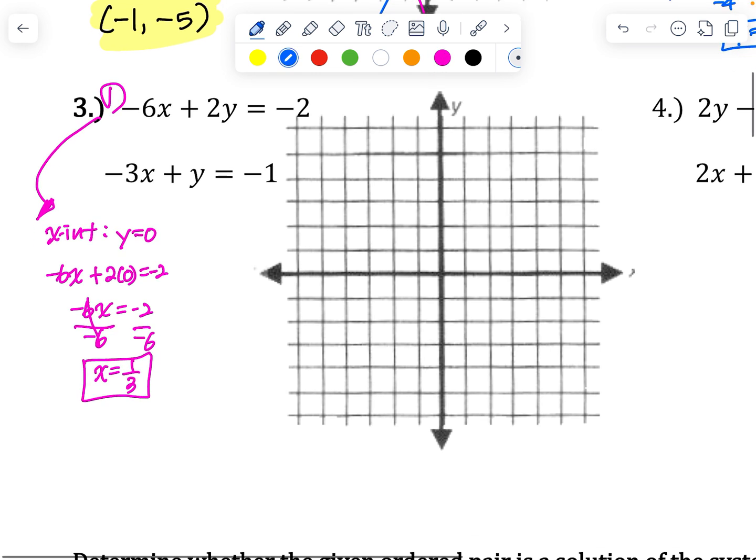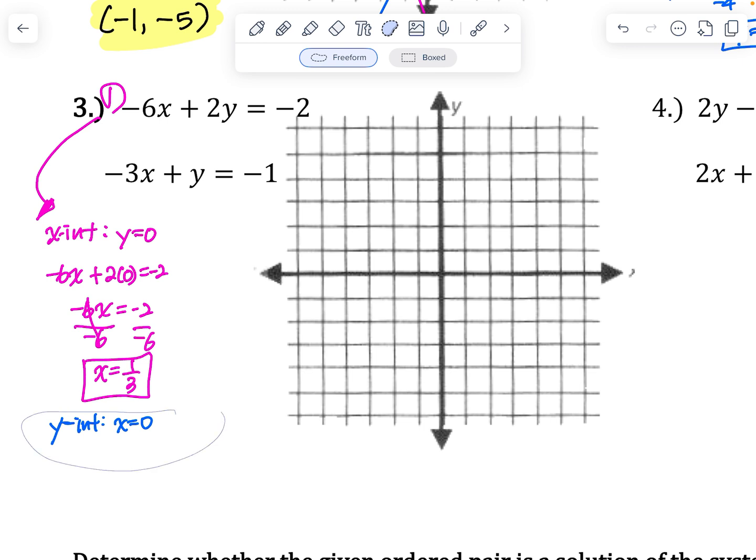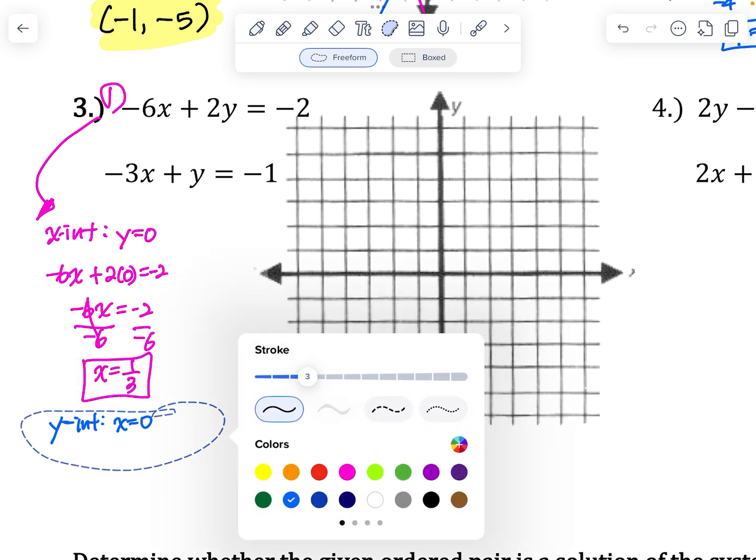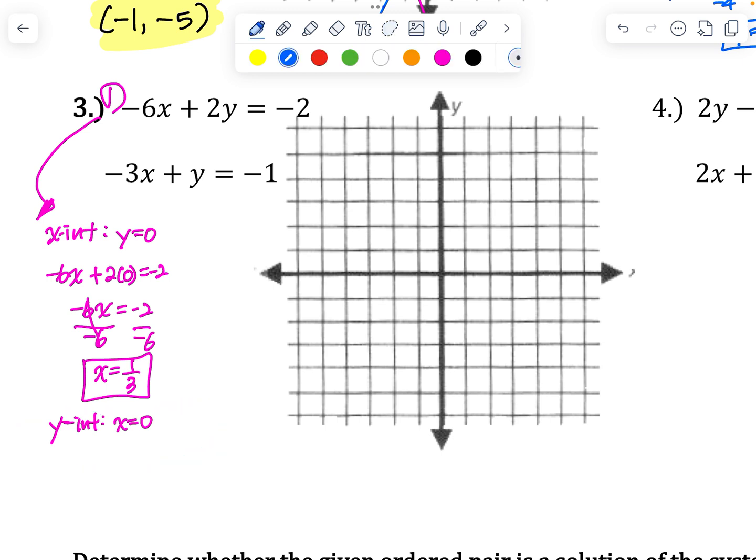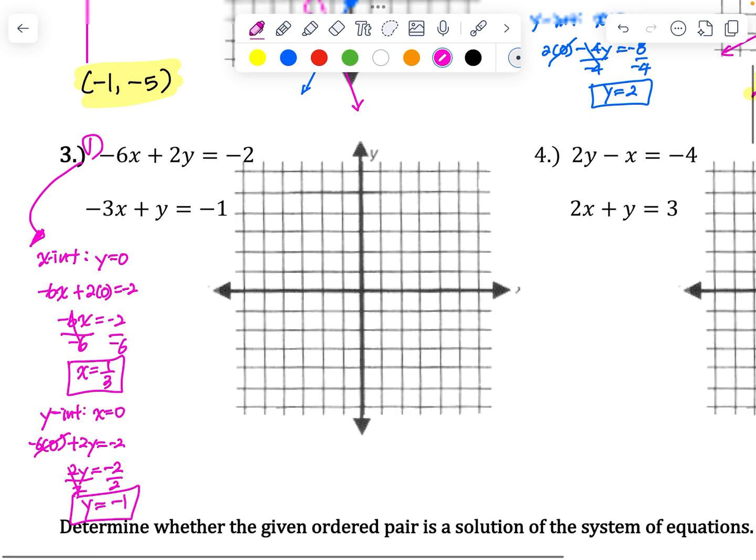And then my y-intercept, I make my x be 0. I started doing blue all of a sudden, so let me change it back to pink. Negative 6 times 0 plus 2y equals negative 2. That goes away. 2y equals negative 2, divided by 2. So y equals negative 1. I'm going to keep that there for now because I'm pondering how I'm going to graph that. The x-intercept is at 1/3.